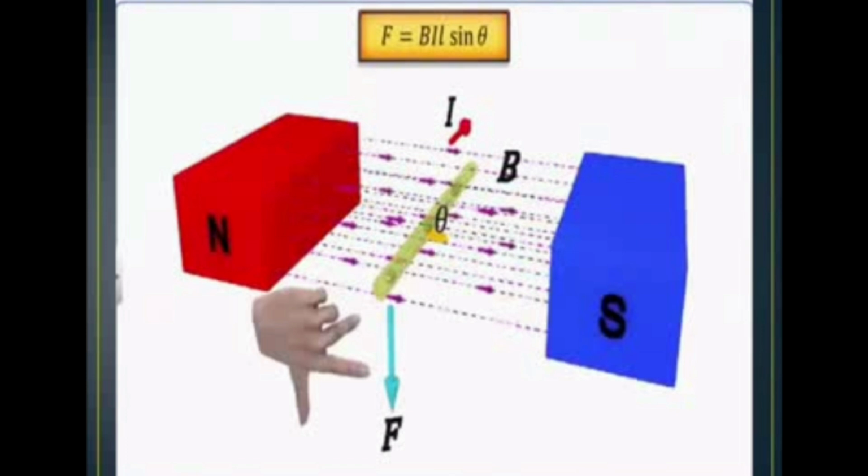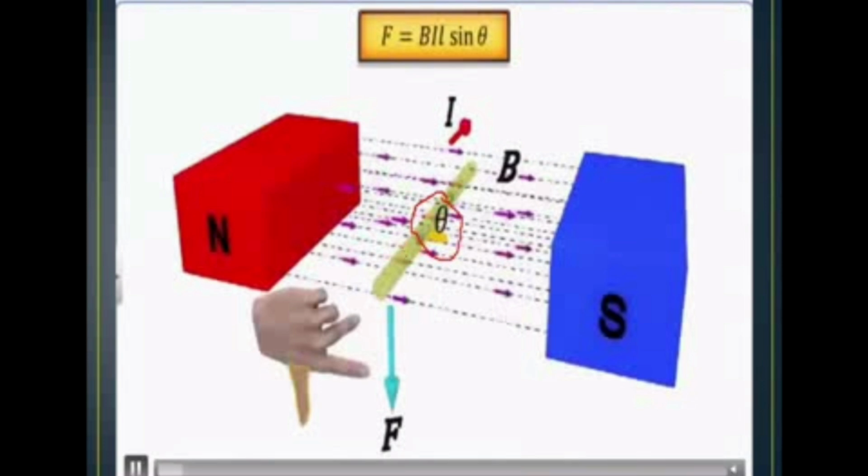So the direction of force is acting downward according to Fleming's left hand rule. This is for only one conductor, one length conductor. It's not a loop. It is a conductor. So theta is the angle between the conductor and the magnetic induction. Okay. So the current in the direction according to Fleming's left hand rule indicates the downward direction.